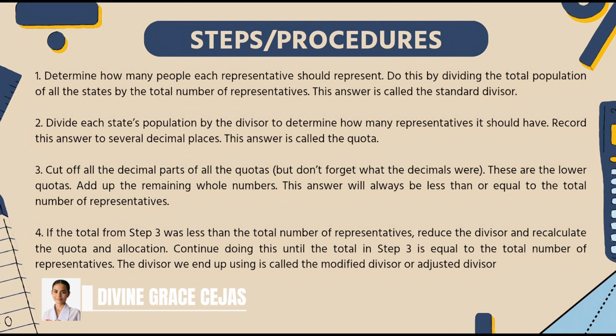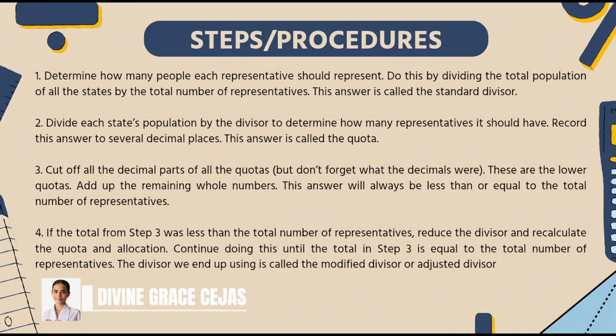Second, we compute the quota for each state. To do this, we divide the population of each state by the standard divisor. The answer shows the estimated number of representatives that a state should have, and this usually includes decimals. Third, we determine the lower quotas by removing the decimal part of each quota and keeping only the whole numbers. Then, we add all these numbers together. The total will usually be less than or equal to the required number of representatives.